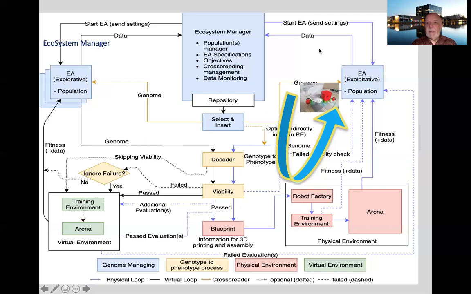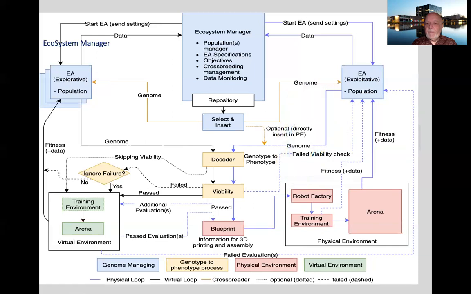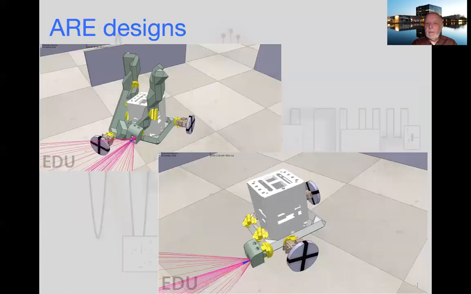Okay, so this is a more detailed view of what the environment looks like. Okay, so let's have a look at a few examples of where we are so far. We're 2 years into a 4-year project, so we're halfway through. So here's some examples of robots in the simulator. So we use VREP for the simulator for the robots.